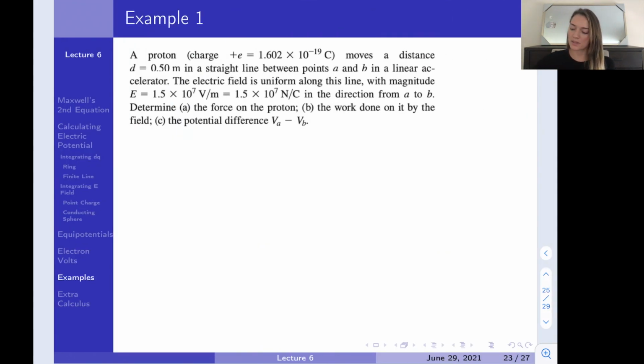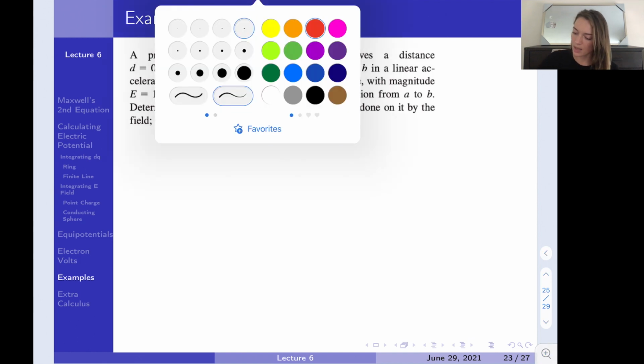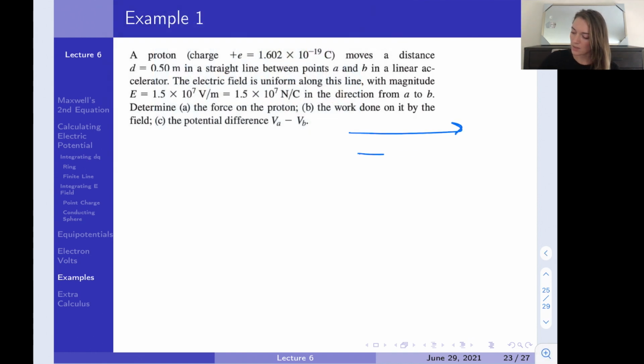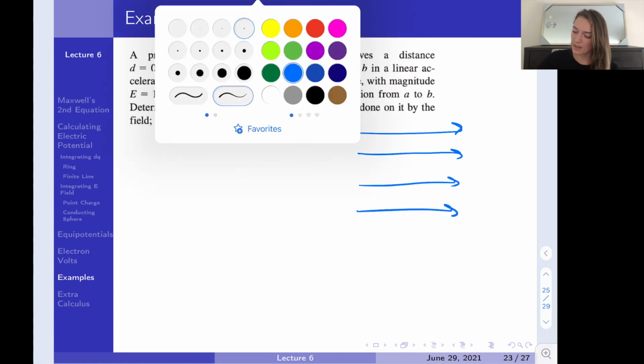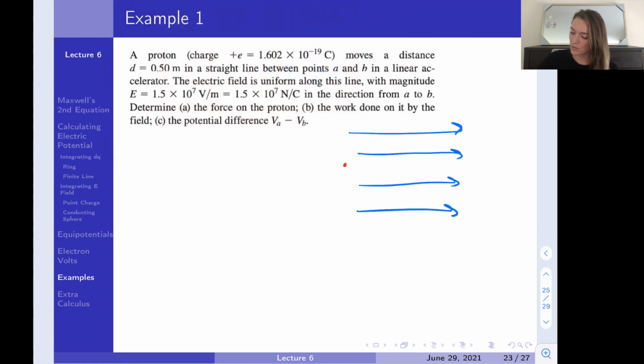All right, now let's do another example. For this example, we have a proton. It moves a distance of 0.5 meters in a straight line between points A and B in a linear accelerator. The electric field is uniform along this line. So we have an electric field that is uniform, and our proton moves from point A to point B, let's say over here.